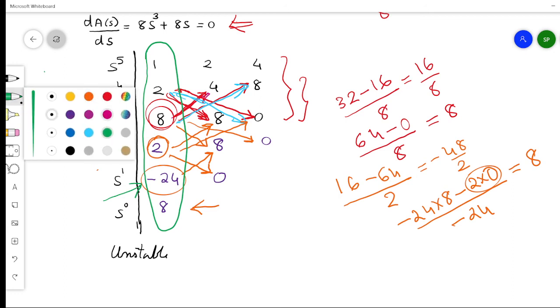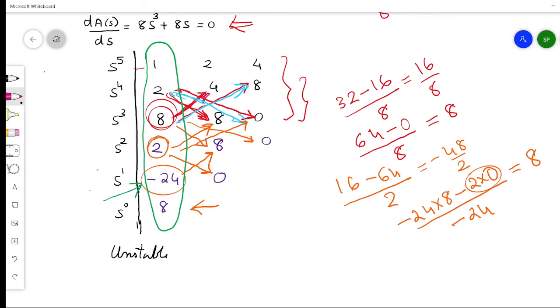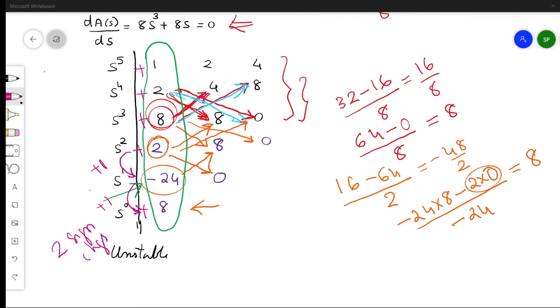I'll just use a different color here. Okay, let us see. Now here it is positive, this is positive, this is positive, this is positive, this is minus, and here it is plus. So from plus to minus, there is one sign change. Then from minus 24 to plus 8, this is the second sign change. So one is from plus to minus, and the second is from minus to plus. So you have a total of 2 sign changes. That means 2 roots are lying on the right half of S plane. So this is how you will be finding the stability of the system using a Routh array, and also you can find the number of roots lying on the right side of the S plane.